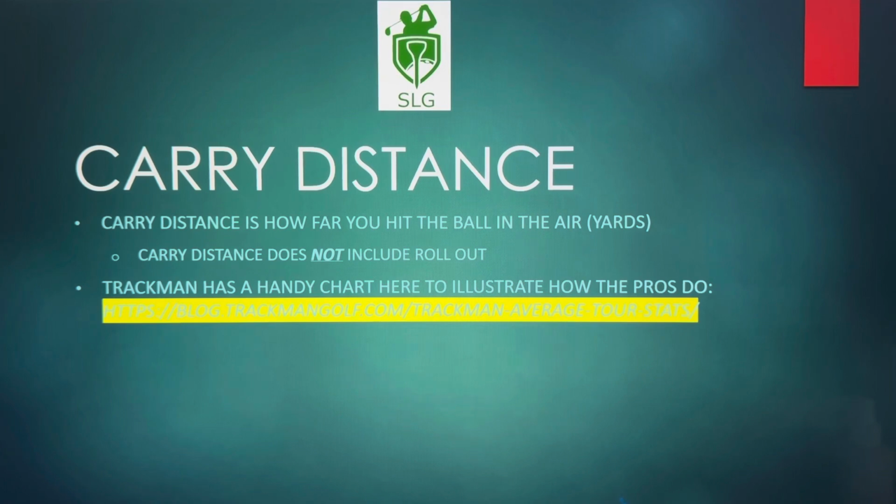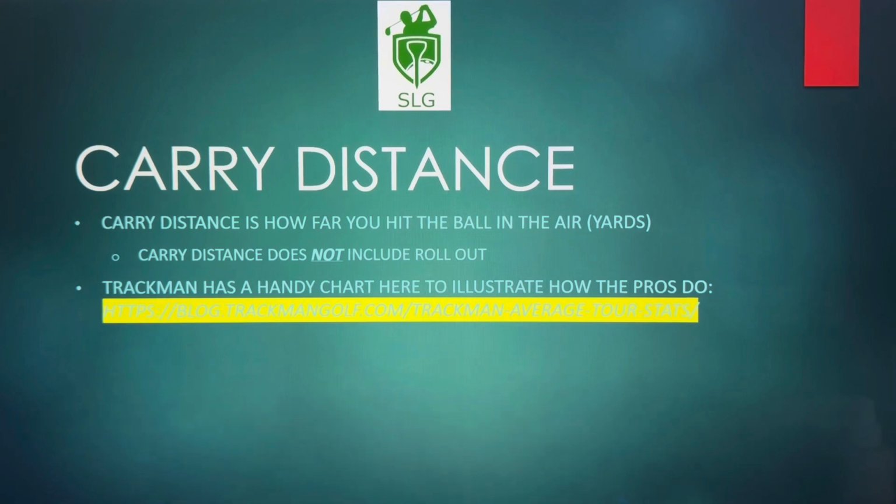If you look below, you'll see that the Trackman Blog actually has a really good spreadsheet that you can reference at any time to see how far the pros hit the ball, what their smash factor is, what their angle of attack is, launch angles. These are all on this blog. This is an absolute treasure trove of information.